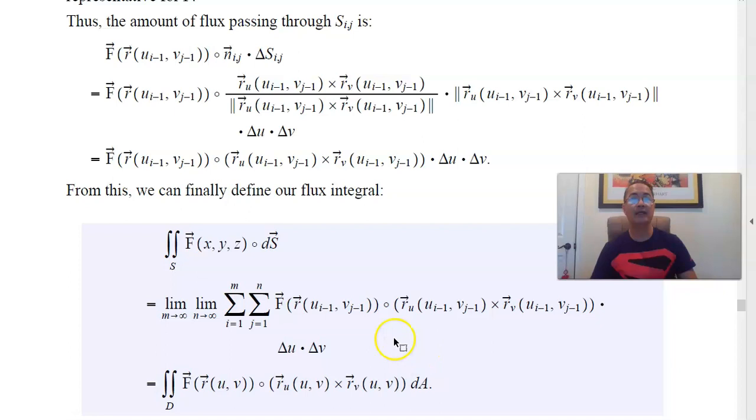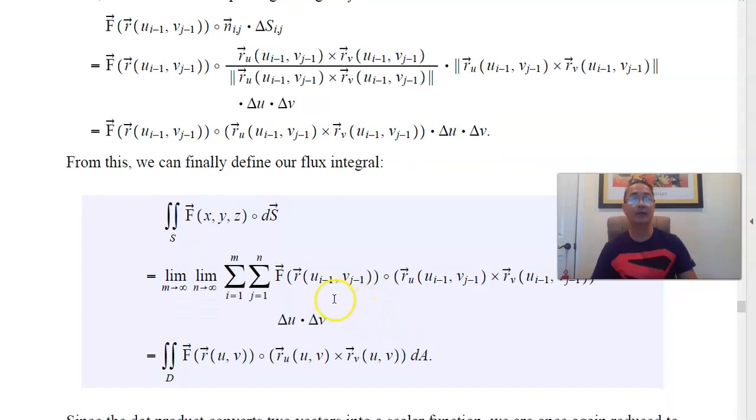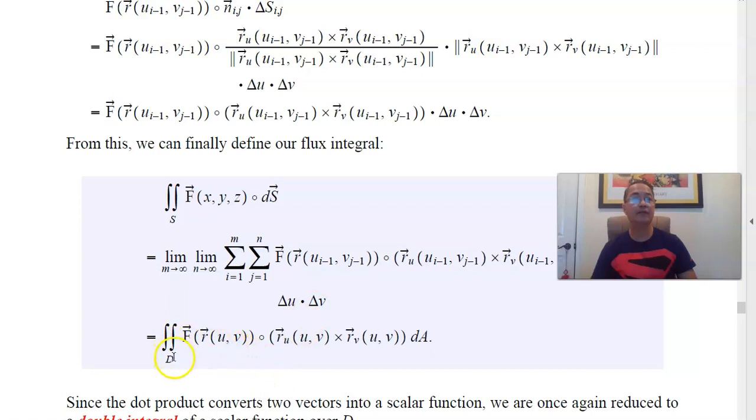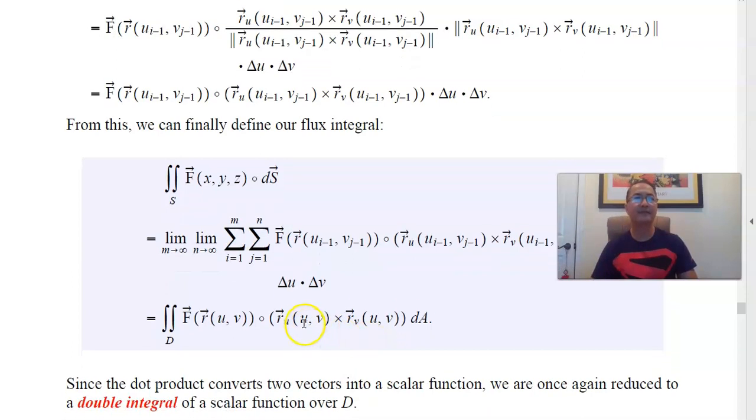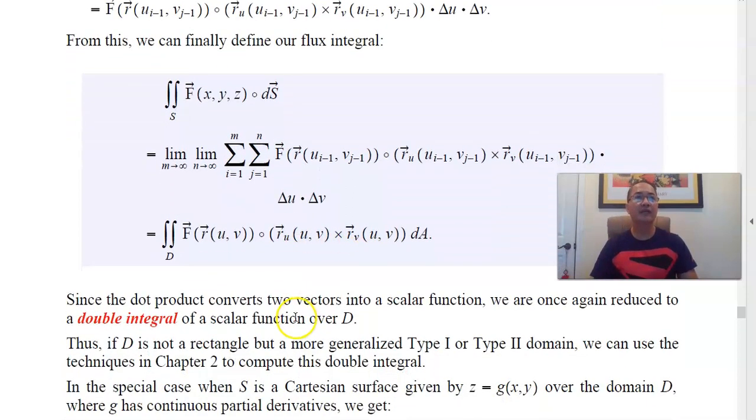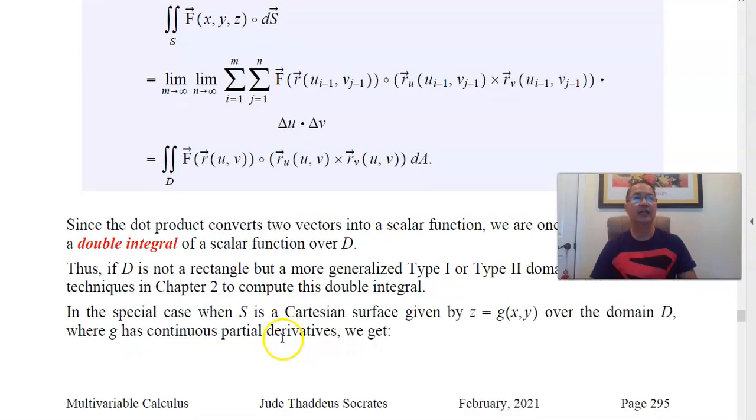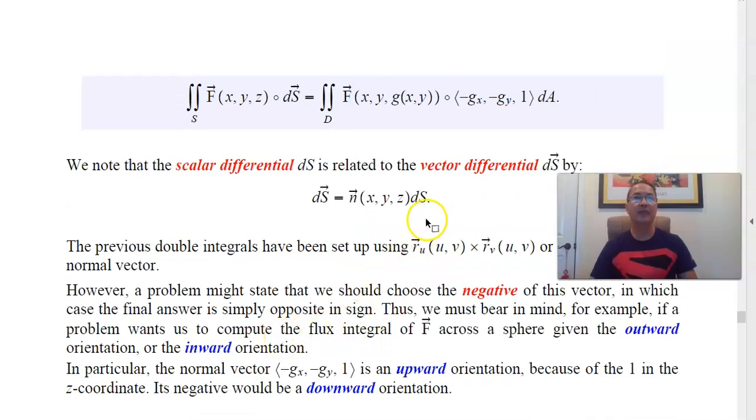So that is what we add up in our double Riemann sum, and this is the final formula for our flux integral. There is no length involved. If you don't have a rectangle, then you can just use a type 1 or a type 2 integral, just as we have before.